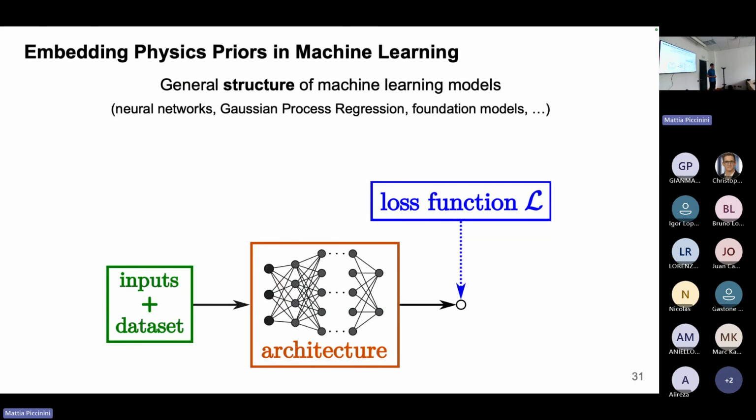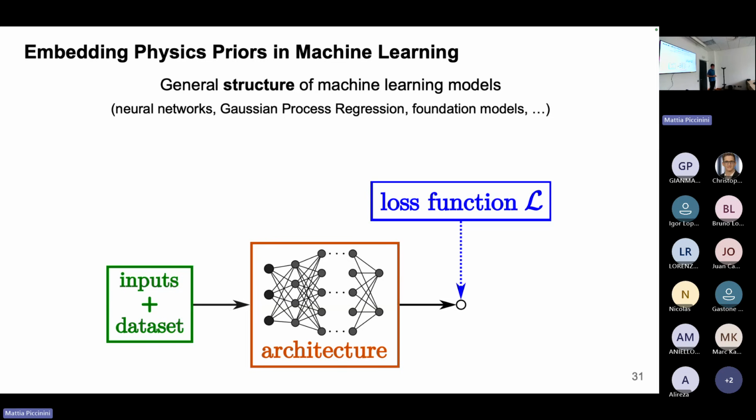Well, let's start again from something general. I think we may agree that a machine learning model, whatever, a neural network, Gaussian process regression, foundation models, ChatGPT, whatever, has this type of structure. They have some input data in green, some training data sets in green, some internal architecture in orange. It can be a multi-layer perceptron, it can be diffusion, whatever. And then we have a loss function to train the model. Okay, so 3 ingredients. Do you all agree?